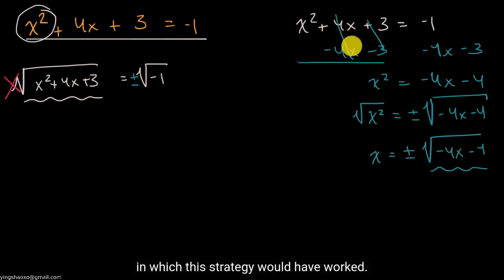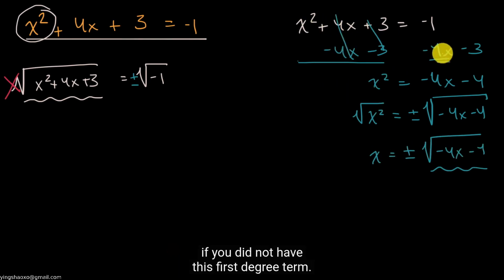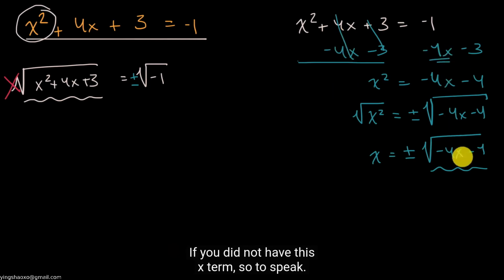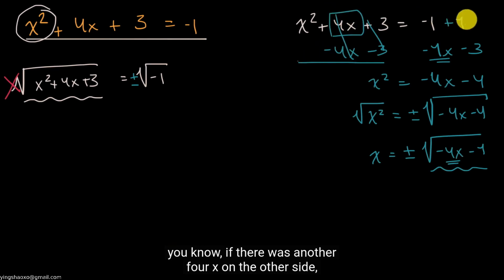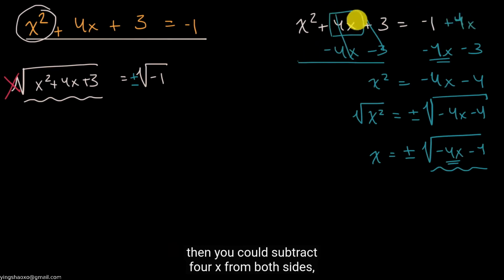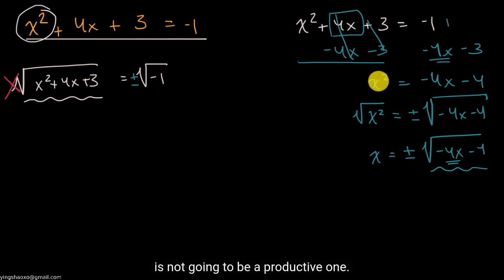Now, there's some cases in which this strategy would have worked. In fact, it would have worked if you did not have this first degree term, if you did not have this x term, so to speak. Then this strategy would have worked, assuming that there are some solutions. But if you have an x term like this and it doesn't cancel out somehow, if there was another 4x on the other side, then you could subtract 4x from both sides and they would disappear. But if you can't make these things disappear, this strategy that I've just outlined is not going to be a productive one.